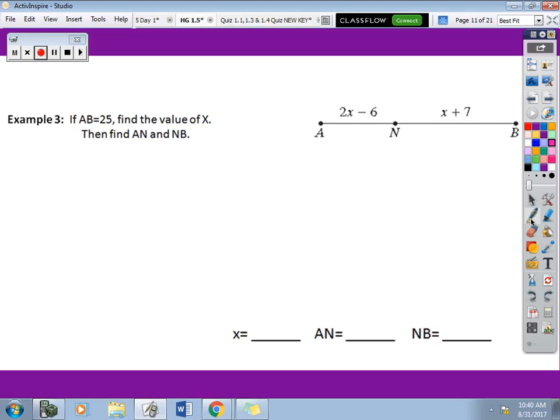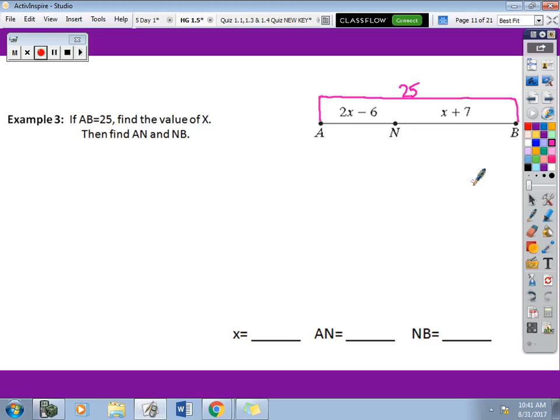Okay, so if AB equals 25, so I'm going to go to my picture, and I'm going to mark that AB is 25. This is why I give you worksheets for your homework, because a lot of the pictures you're going to want to write all over them. They did give us these already written down for us. Find the value of x. Then find AN and NB. Okay? So who thinks they could write an equation to help me solve for x?